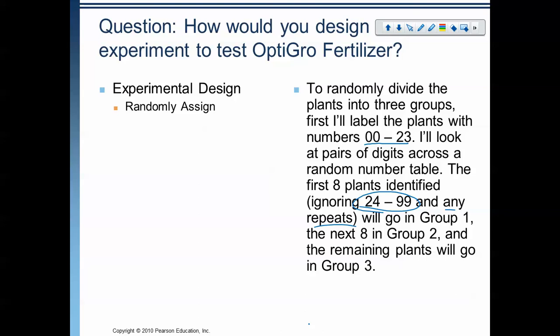This random assignment helps us control these unknown effects that the tomatoes might have. Maybe 2 of the tomato plants I bought from Thompson's have a little bit of rot on them, okay? If I randomly assign them into different groups, those effects are going to be minimized. Those things that I don't know, the things that I can't control, will be minimized.